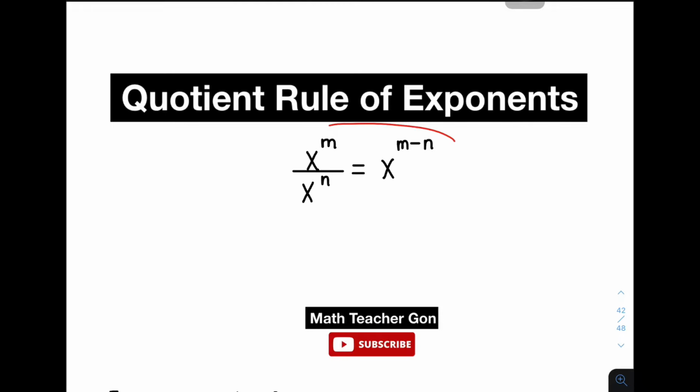We have here the illustration of the quotient rule of exponents, wherein if you have this expression, x raised to m over x raised to n, to simplify that, all you need to do is to copy the base and subtract the exponents, m minus n. So for you to better understand this, let's have example number 1.